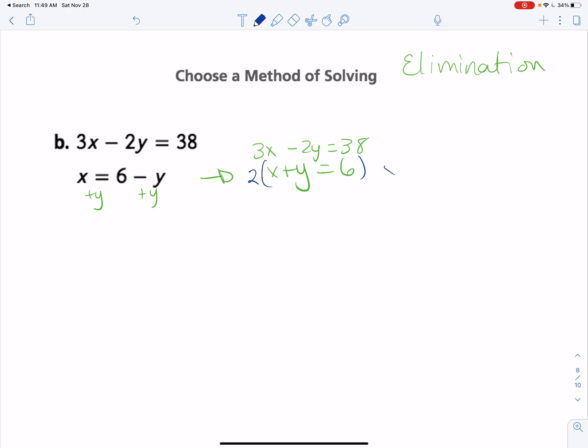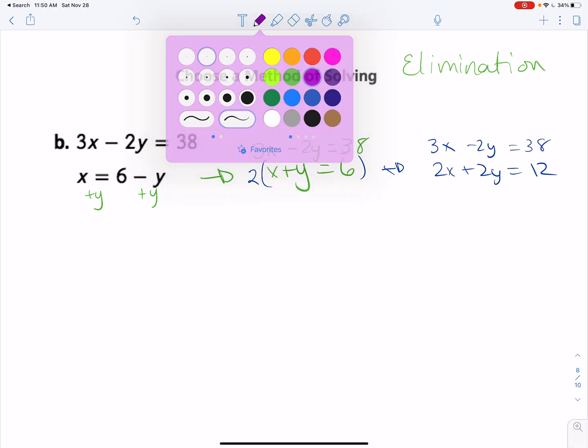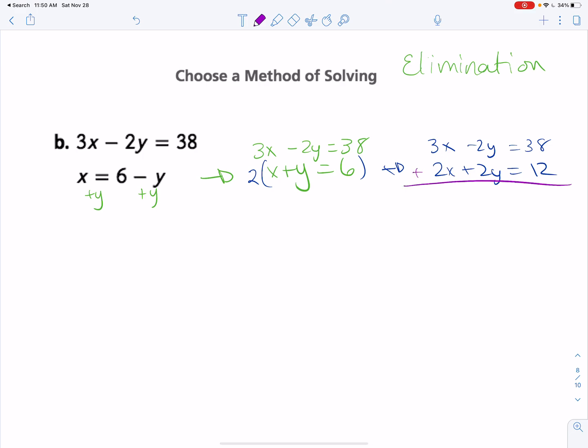So that would give me 2x plus 2y equals 12. I'm going to simply just write the upper equation above it. And now I'm ready to eliminate. 3x and 2x is a 5x. Goodbye to your y's. 38 plus 12 is 50. Divide by 5, x is 10.